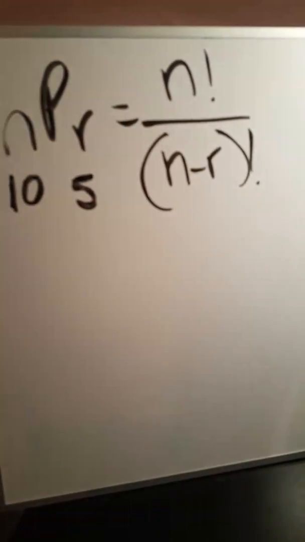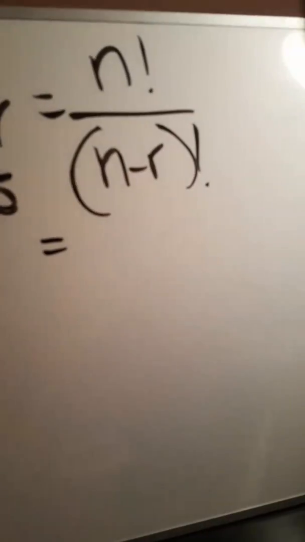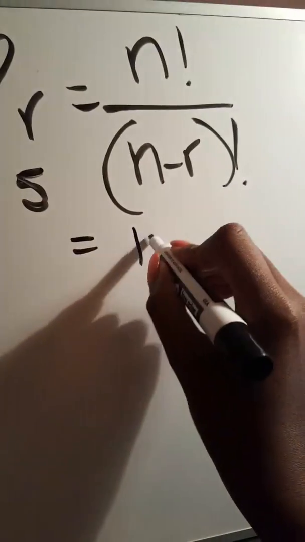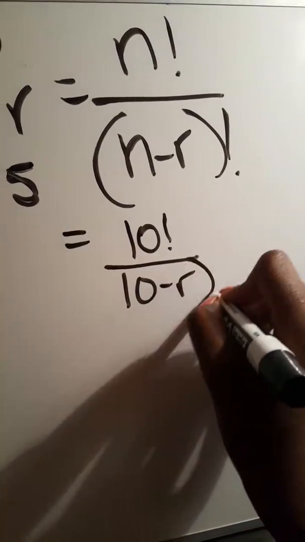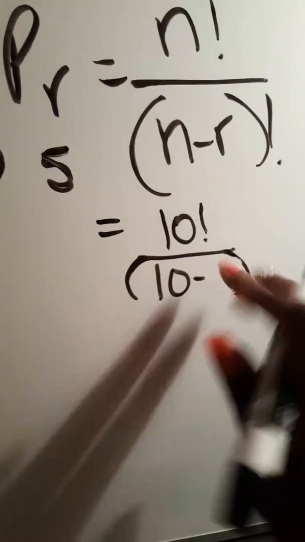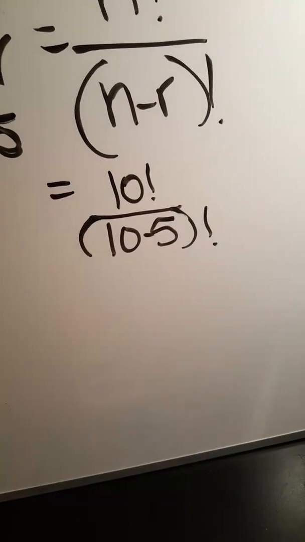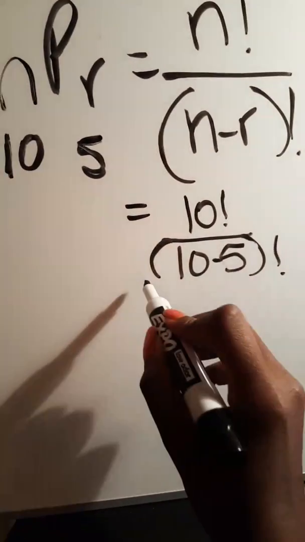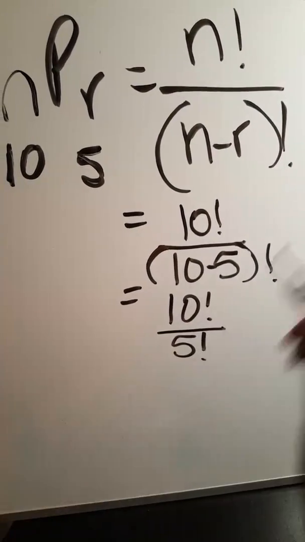So R is now 5. R is how many spaces in a zip code, and 10 is the amount of digits that we have totally in our number line that are single. So now I use a single process, first things first, substitution. So now we have 10 factorial over 10 minus R, 10 minus 5 factorial. We're leaving that factorial on the outside because we need to solve the inside of the parentheses first. So now we have 10 factorial over 5 factorial.